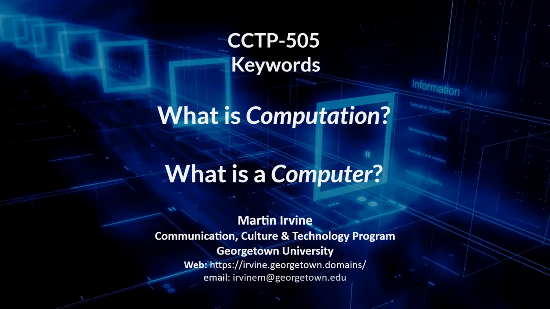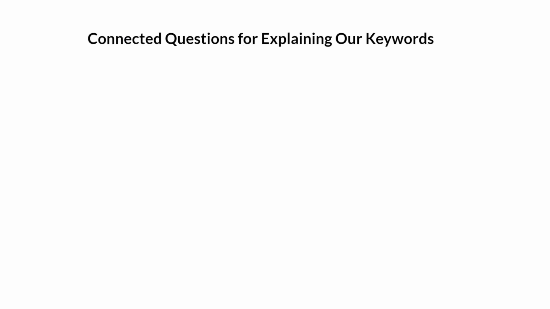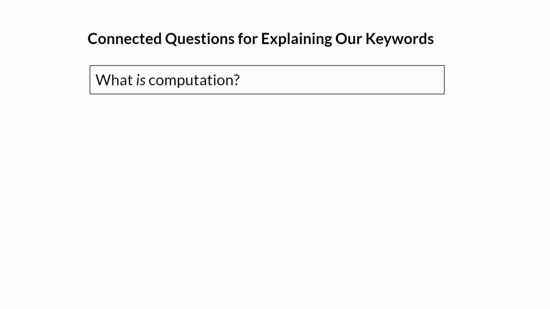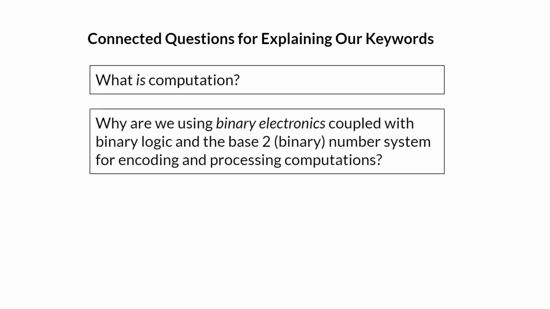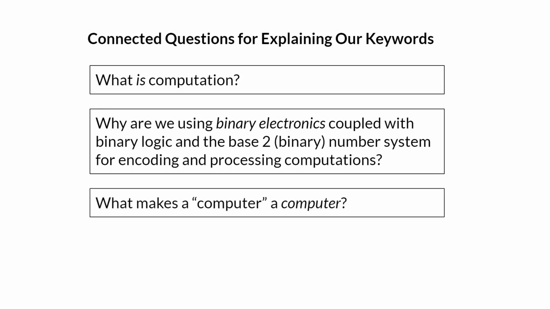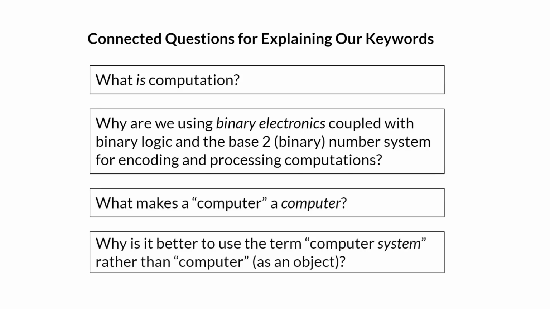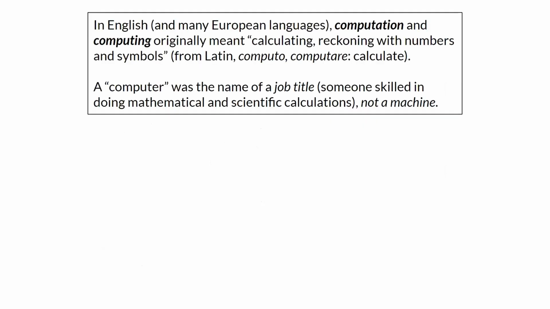So our key words: what is computation? What is a computer? There are some connected questions for getting at these. What is computation? Why are we using binary electronics coupled with binary logic and the base 2 binary number system for encoding and processing computations? What makes a computer a computer? Why is it better to use the term computer system rather than computer as an object?